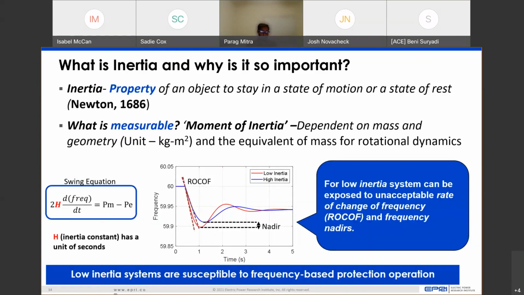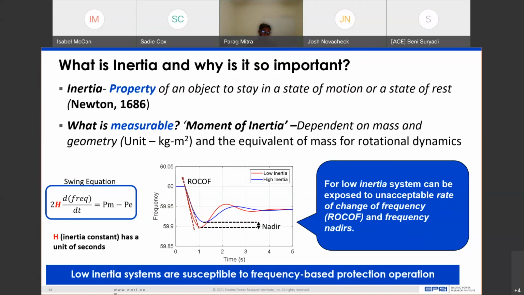So what is the measurable quantity? The measurable quantity is the moment of inertia. This is a quantity that depends on the mass and the geometry of a rotating body. Its unit is kg meter square, and you can think of it as the equivalent of mass for rotational dynamics. If a thing is moving on a flat surface, we say force is mass times acceleration. But if it's rotating, we say that the torque is equal to the moment of inertia times the angular acceleration. So it's the equivalent of mass.